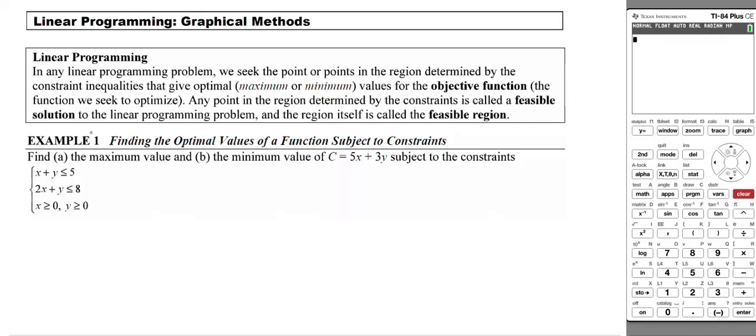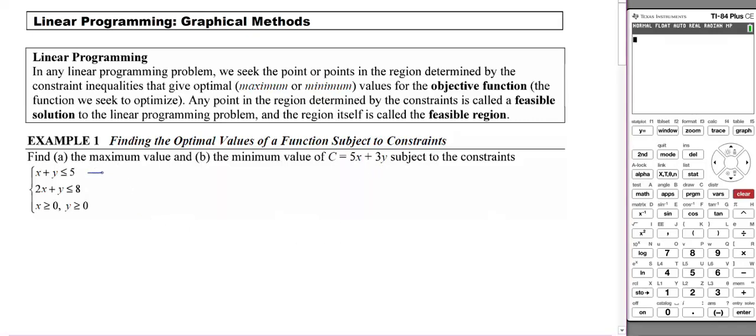Here we have in example 1, an example of finding optimal values of a function subject to constraints. These are the constraints, and we are defining the maximum value and the minimum value of c equals 5x plus 3y.